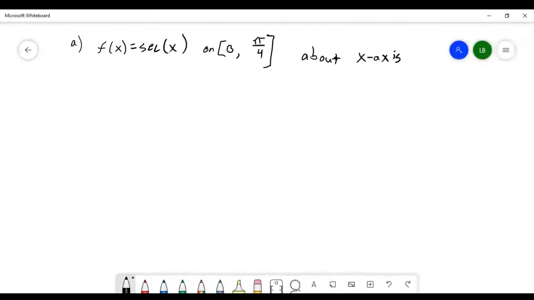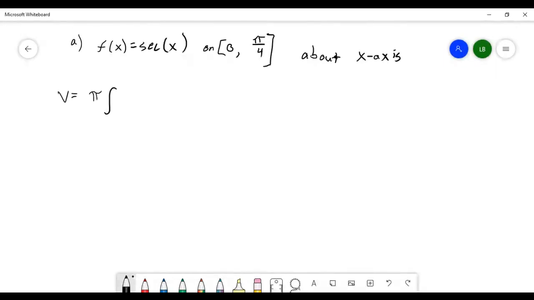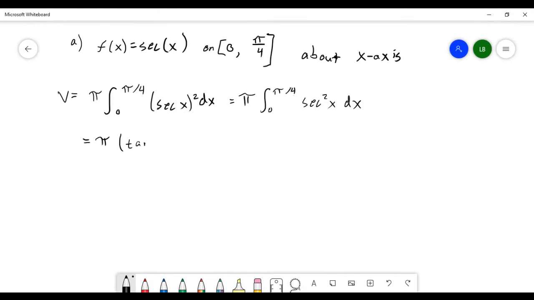So the volume would be equal to pi times the integral from 0 up to pi over 4 of f of x, in this case secant of x squared. And that would be secant squared x. The integral of secant squared x is simply tangent of x, from 0 up to pi over 4.